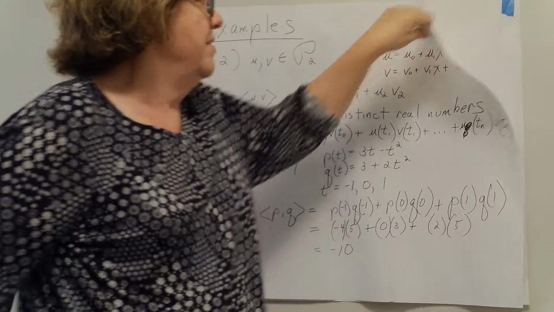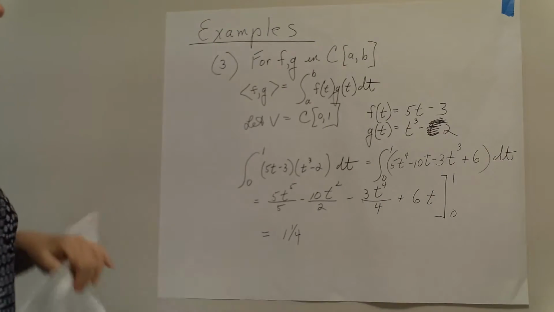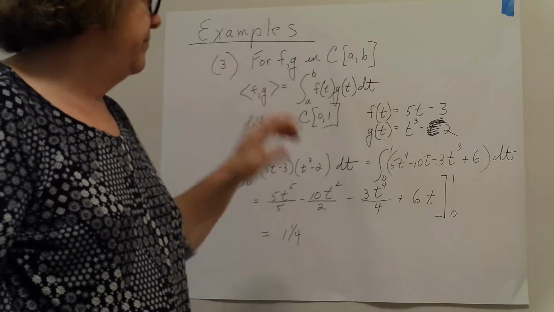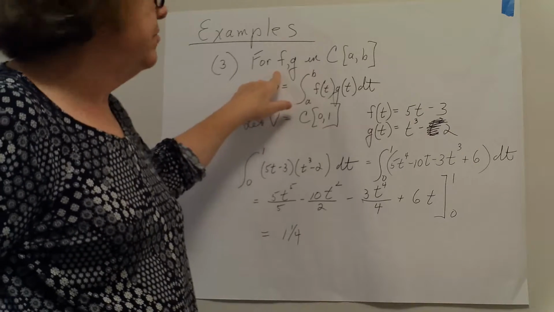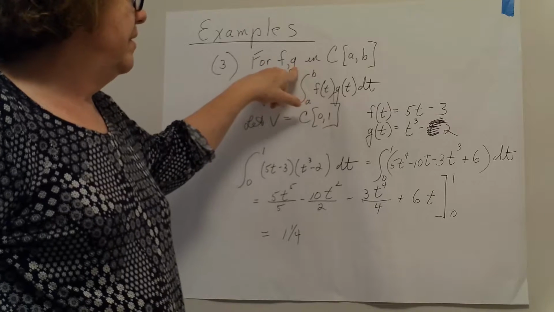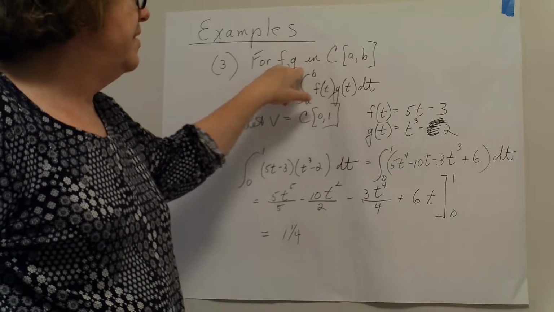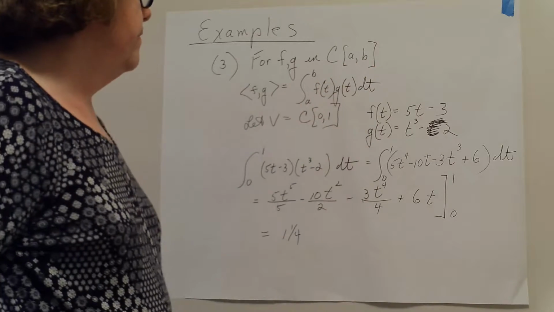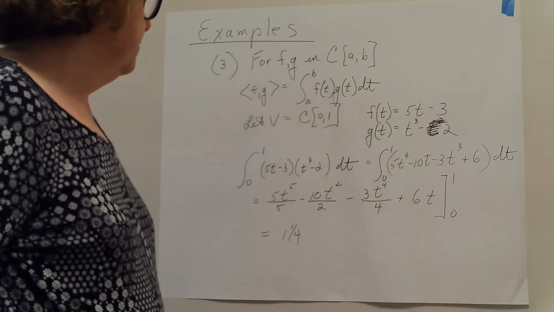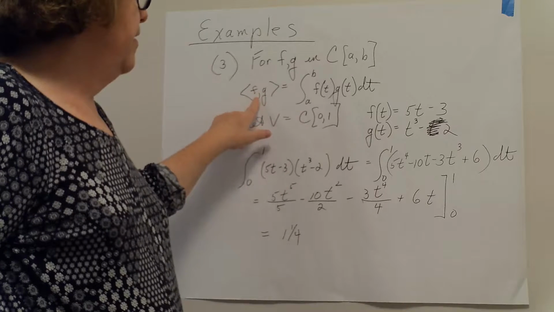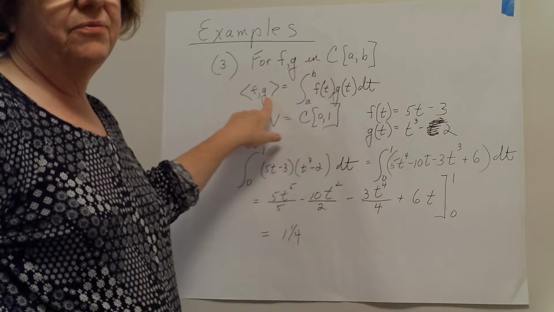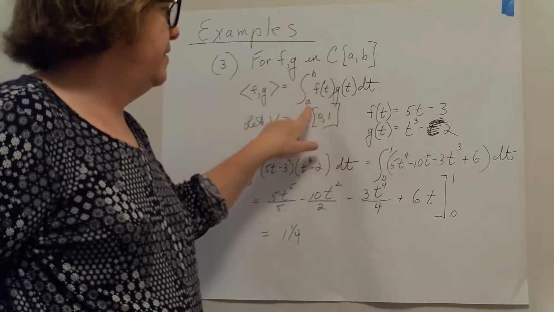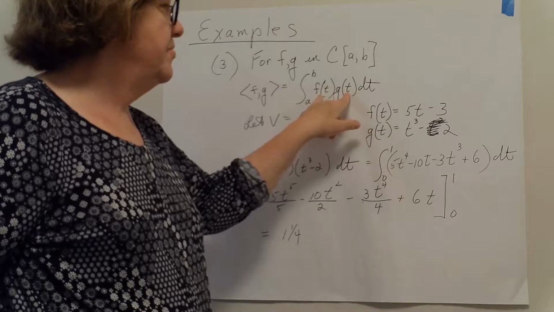Okay, let's try another example. An inner product defined on a function space. This time we have the vector space of all continuous functions f and g on a closed interval [a, b], where a and b are real. So we have the inner product of f with g is going to be the integral from a to b of f of t times g of t dt.